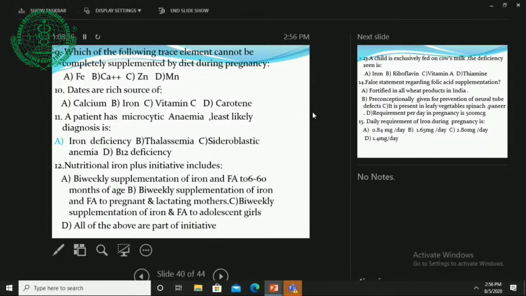Twelfth MCQ: the Nutritional Iron Plus initiative includes bi-weekly supplementation of iron and folic acid to children 6 to 60 months of age, bi-weekly supplementation of iron and folic acid to pregnant and lactating mothers, bi-weekly supplementation of iron and folic acid to adolescent girls. All of the above are part of the initiative. Here the right answer is bi-weekly supplementation of iron and folic acid. For children who are less than 5 years, bi-weekly supplementation is given.